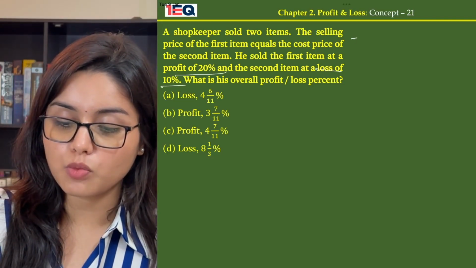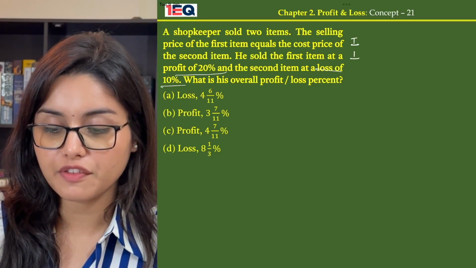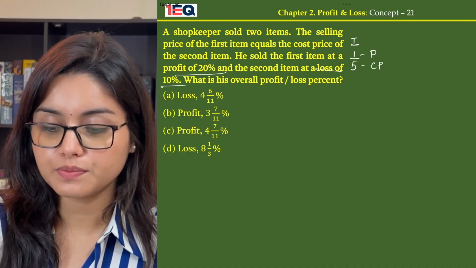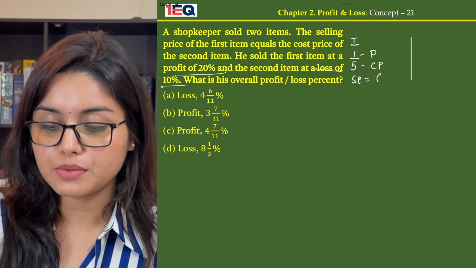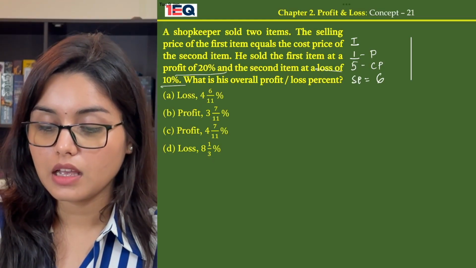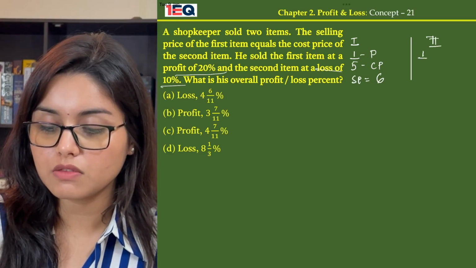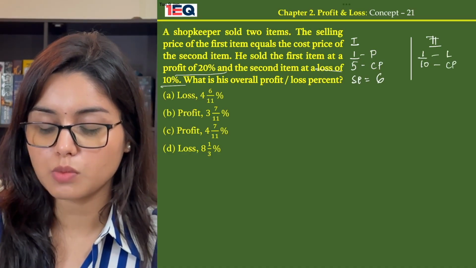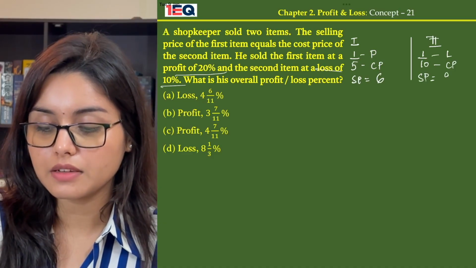So he sold item 1 at a profit of 20%. A 20% profit would mean 1 by 5, where if 5 is my CP, profit is rupee 1. Then the selling price becomes 5 plus 1, that is 6. In case of item 2, he sells it at 10% loss. So a 10% loss would mean 1 by 10, where my CP is 10 and loss is 1. So selling price becomes 10 minus 1, that is 9.